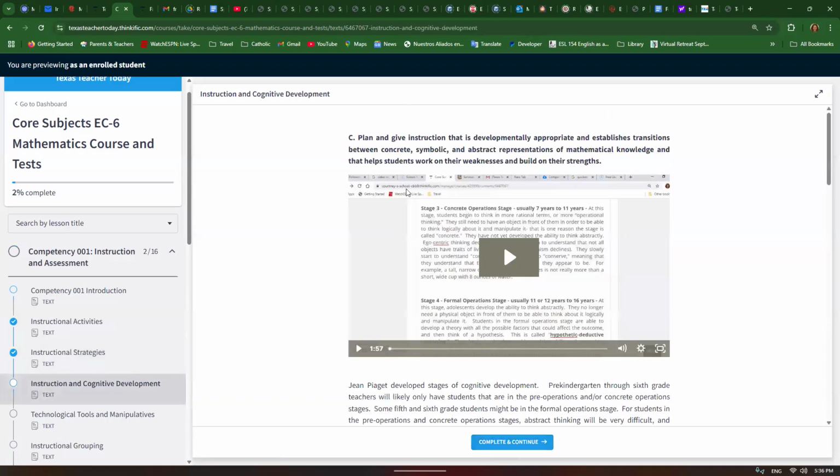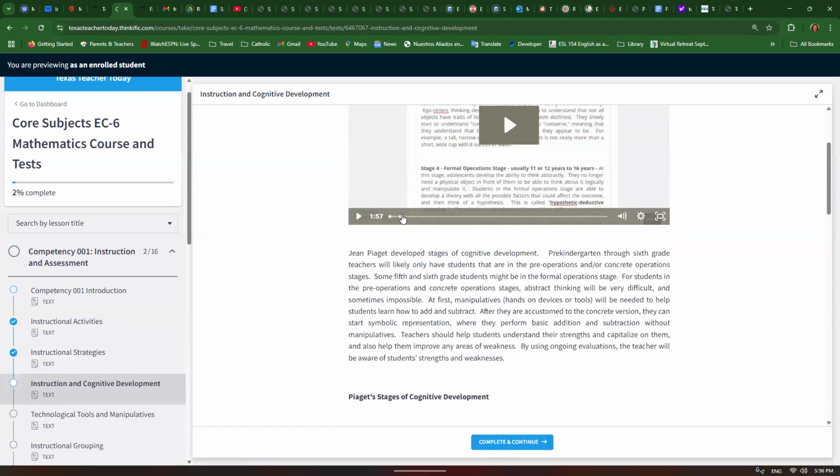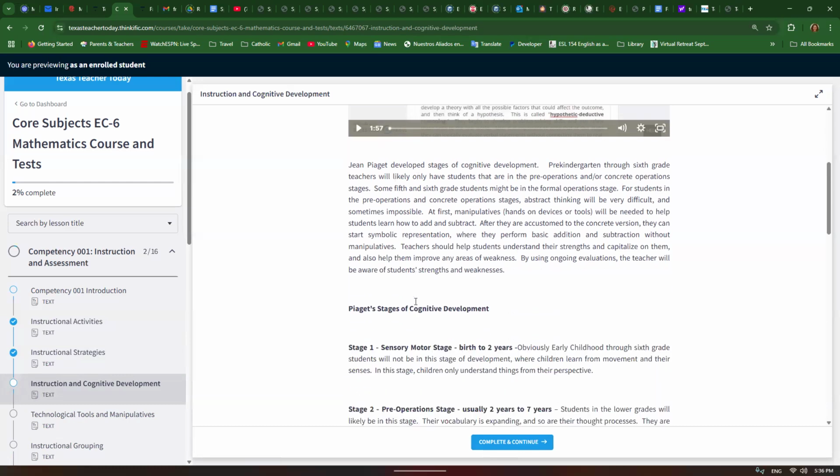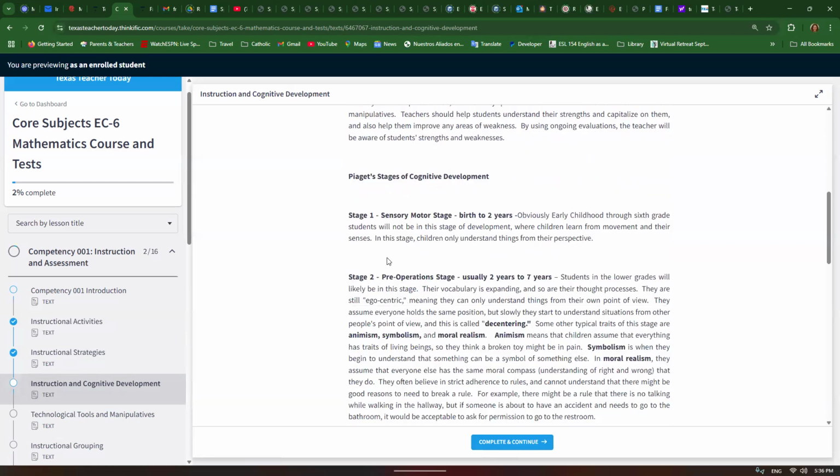We have to know Piaget's stages of cognitive development. And this is super important because it comes up on every subject area of the test. So stage 1 is sensory motor, birth to 2 years old. This is for babies and toddlers, right? They learn by putting everything in their mouth and by moving. So we won't have students in that stage unless maybe you teach life skills, right?